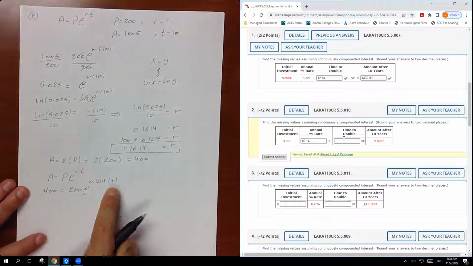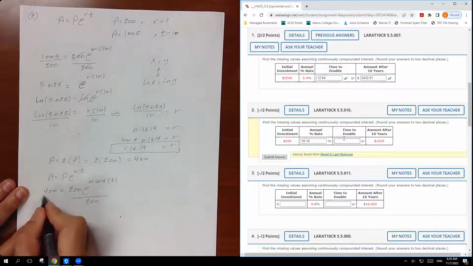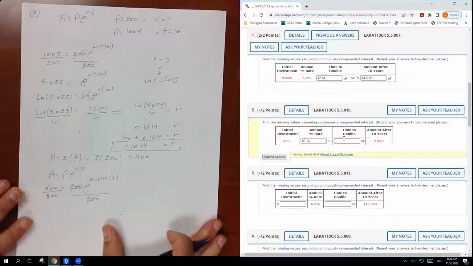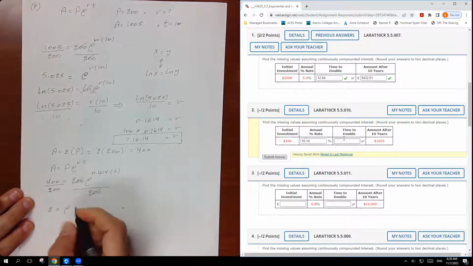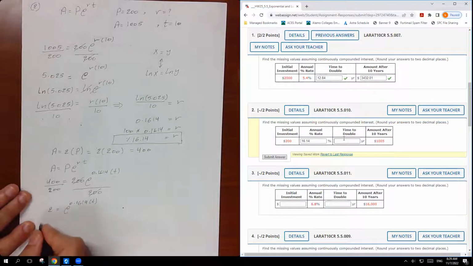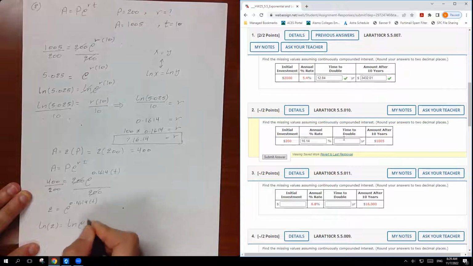We need to find the time. So I'm going to divide both sides by 200. Cancel here. That means 2 is going to be equal e to the power 0.1614 times t. Then I'm going to take ln to both sides. Ln e 0.1614 t.